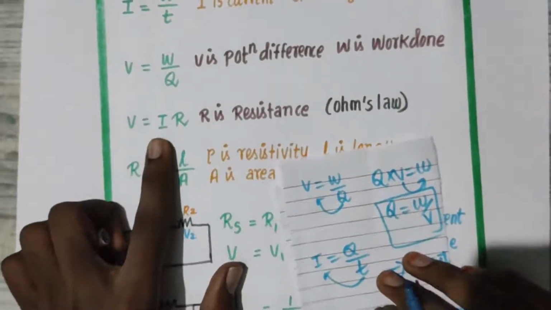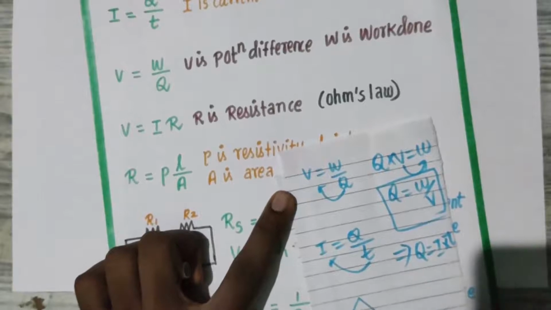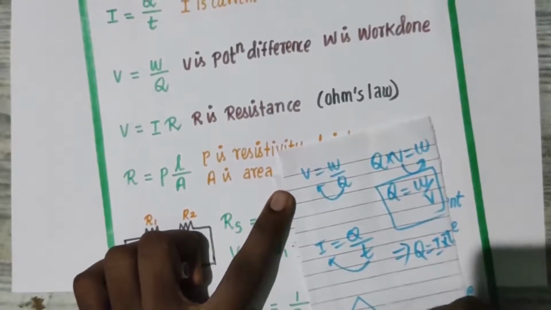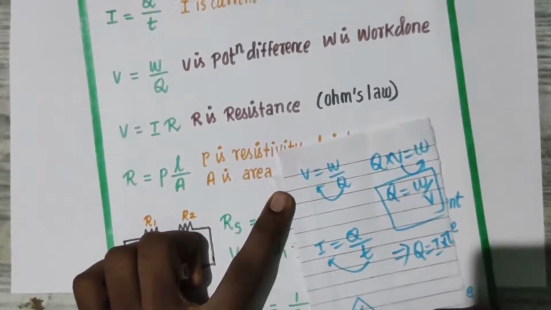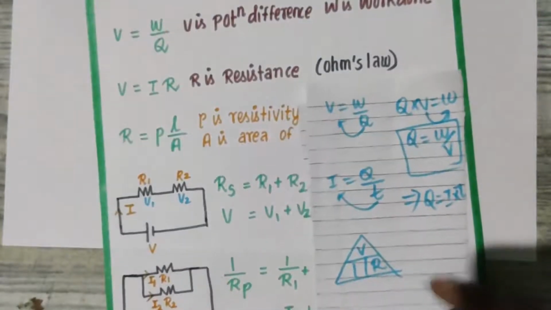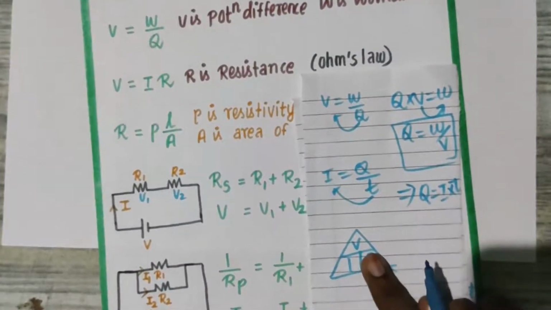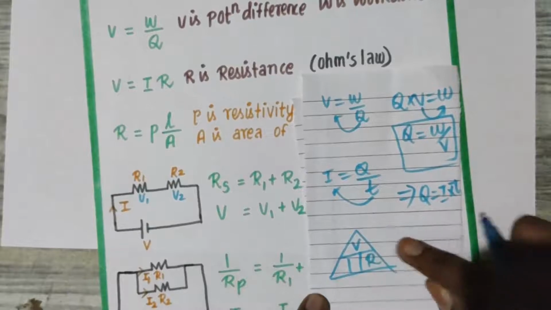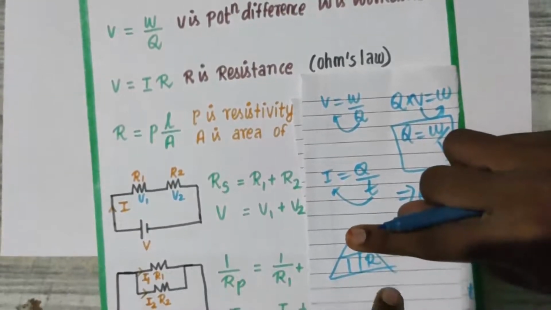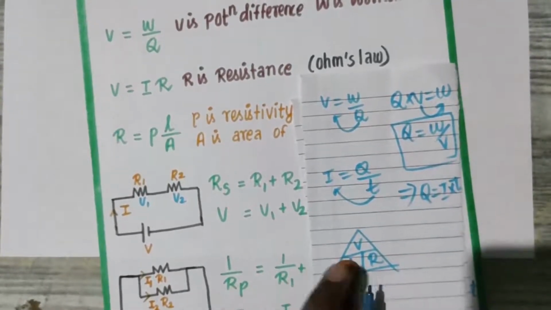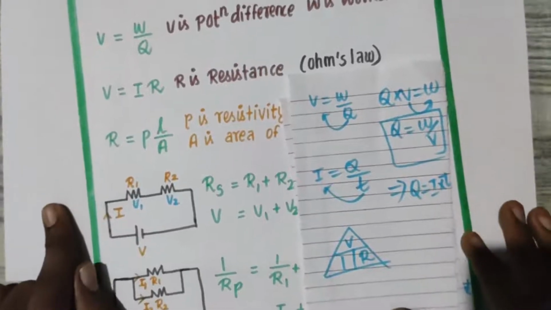Then Ohm's law. V is equal to I into R. Do you remember this triangle which we have studied? V I R. If you want R, just hide this R, you will be getting V by I. If you want V, hide this V, I into R. If you want I, V by R. This is what we have studied, right? Do you recollect this guys?